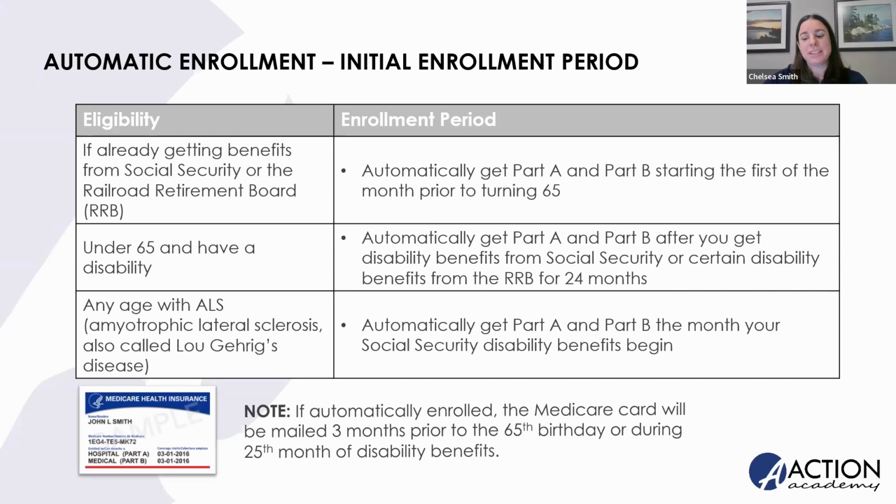Technically, that package is mailed out 3 months prior to that person's 65th birthday, just to cover that entire IEP, which means the beneficiary would have to be getting Social Security due to the disability or ALS for at least 4 months prior to turning 65 in order to be enrolled automatically. So not all of these are going to cover everyone, obviously. Most people don't get automatically enrolled, I would say, but there are some people who do get enrolled automatically.